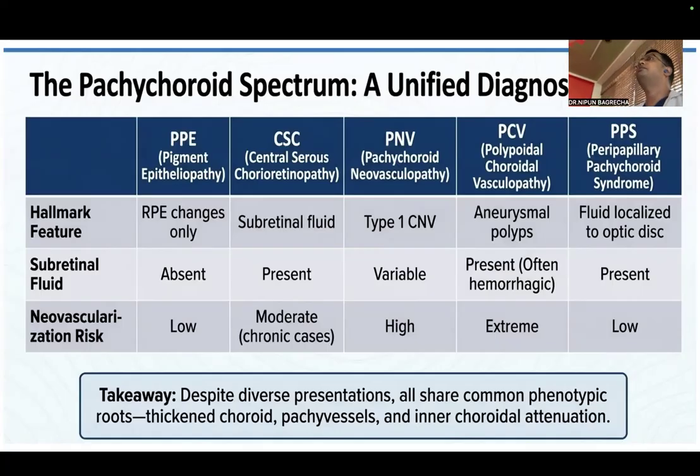Pachychoroid pigment epitheliopathy just has a hyperreflective RPE. It is called a forme fruste of central serous chorioretinopathy. Forme fruste means just the starting, the initiation point of central serous chorioretinopathy.